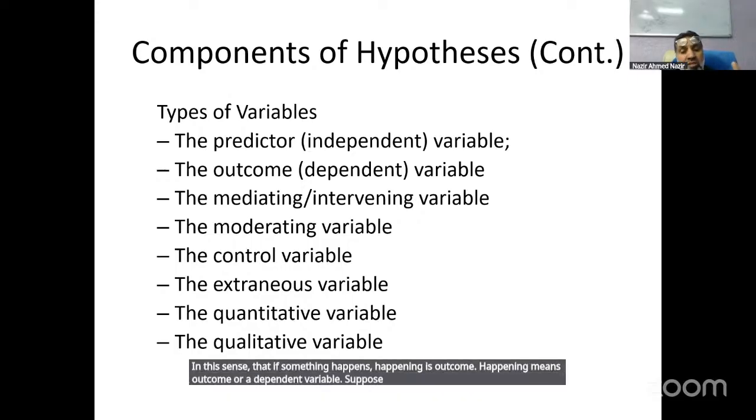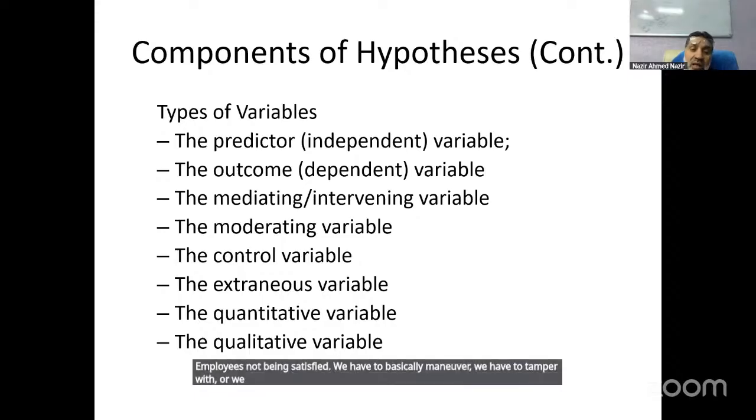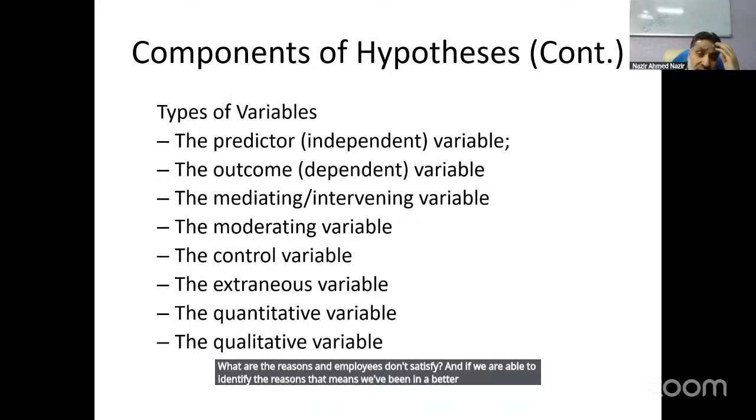Suppose employees are not satisfied. They are not satisfied because of several reasons. Those become independent variables, or antecedents, to employees not being satisfied. We have to maneuver, to tamper with, this independent or interesting variable. So if they are not satisfied, we have to find out the reasons. What are the reasons an employee is not satisfied? And if we are able to identify the reasons, we would be in a better position to take care of the satisfaction level of our employees.